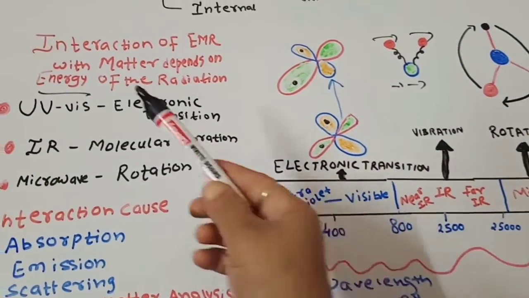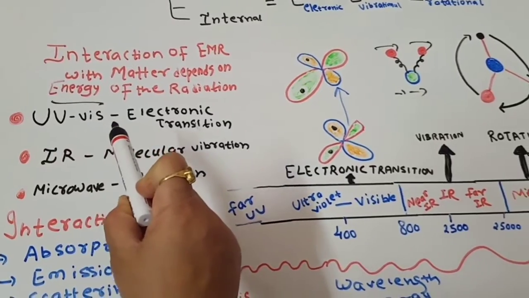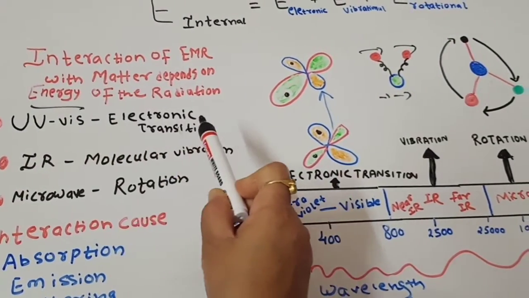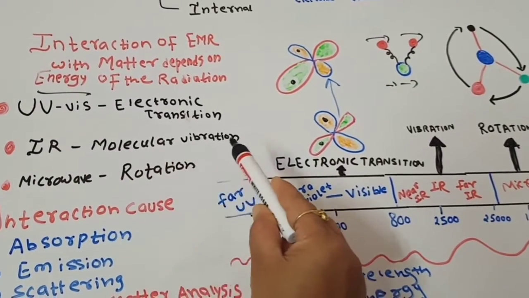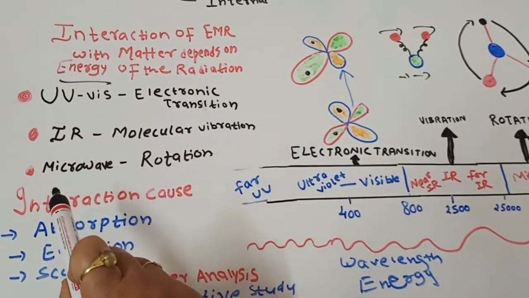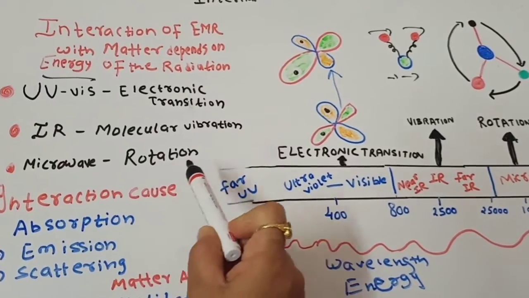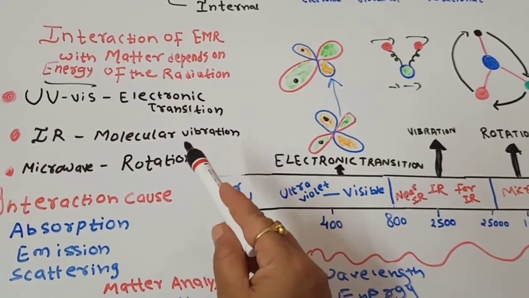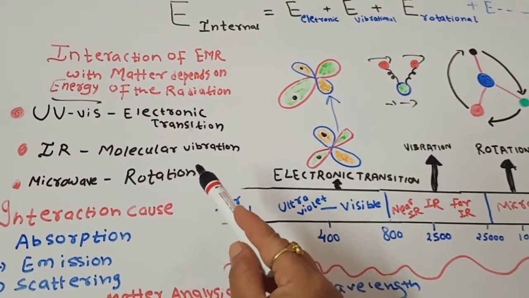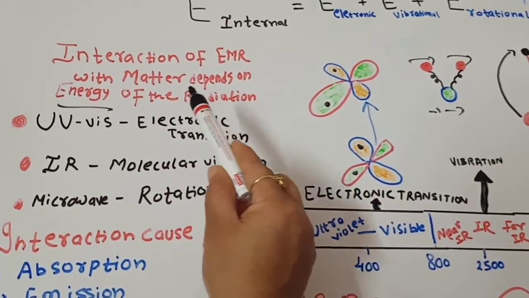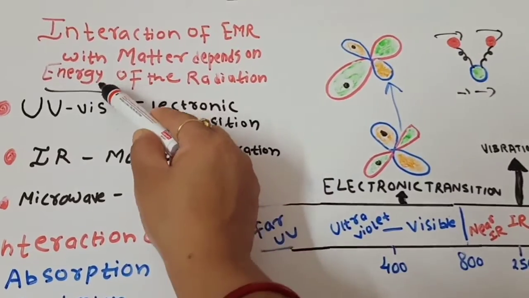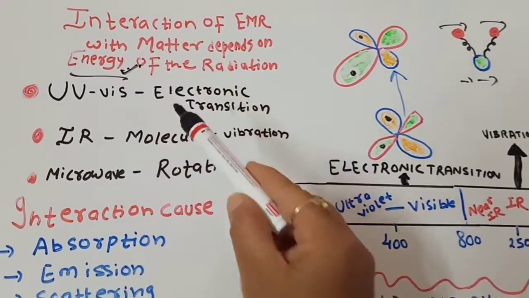So we can say that if we use the ultraviolet-visible region, then electronic transitions take place. If we use infrared radiation, then molecular vibration takes place. And if we use microwave radiation, it will cause rotation and changes in the rotational levels. So we can say that the interaction of electromagnetic radiation with matter totally depends upon the type of energy, that is, which energy source we are using.